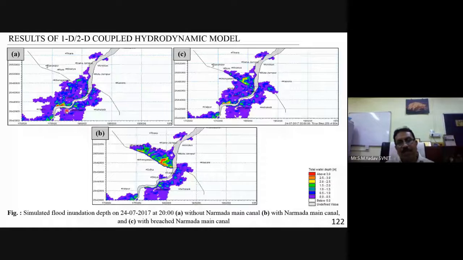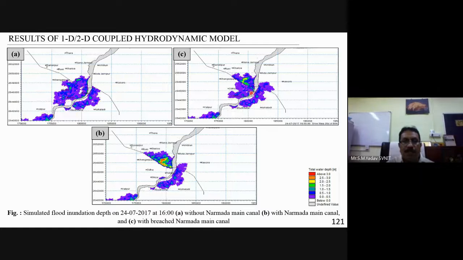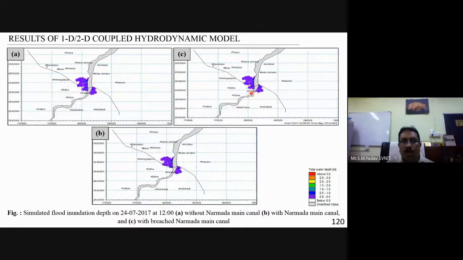Without canal, how the water is spreading, and with canal, you can see that the spread area and depth is more on the upstream side compared to that of the downstream side. But around this time, if you can see these two pictures, that is 12 o'clock, I think the canal remains intact.